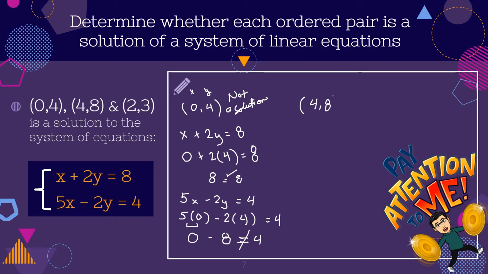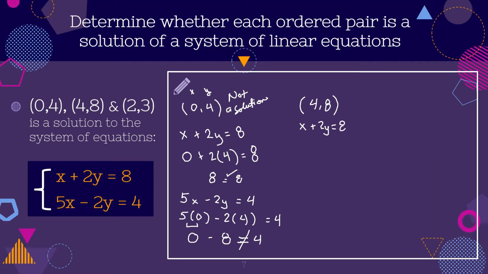Next is (4, 8). Let's substitute it into the given equations. Let's have x plus 2y equals 8. So 4 plus 2 multiplied by 8 equals 8. So we have 4 plus 2 times 8, which is 16, equals 8. And 4 plus 16 is 20, and obviously it is not equal to 8.